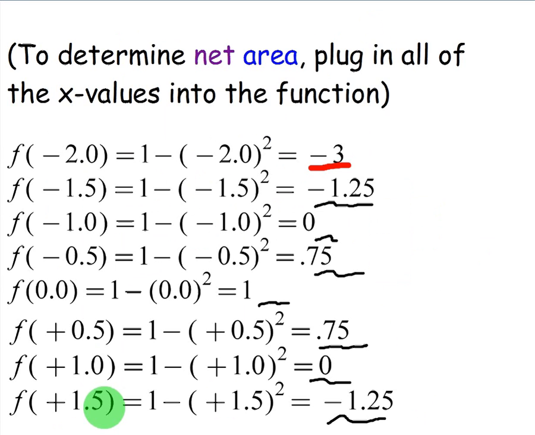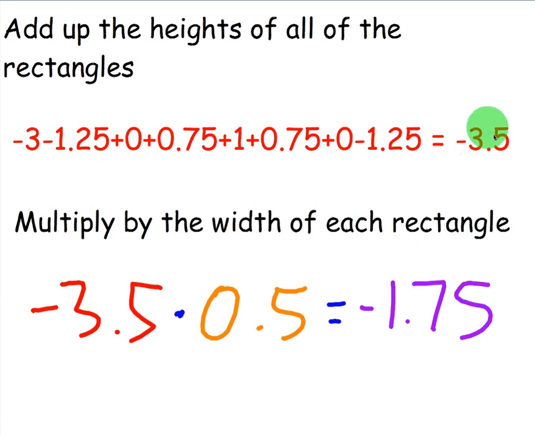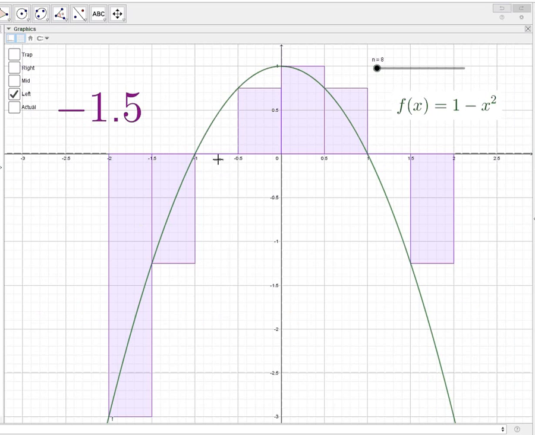So we get these 8 y values. We add them all up, we get -3.5. And if we multiply that by our GCF, which is the width of each rectangle, we get an approximation of -1.75. I'm going to use GeoGebra to allow you to look at what that looks like in this computer program. And in a second, we're going to increase the number of rectangles and see what happens.